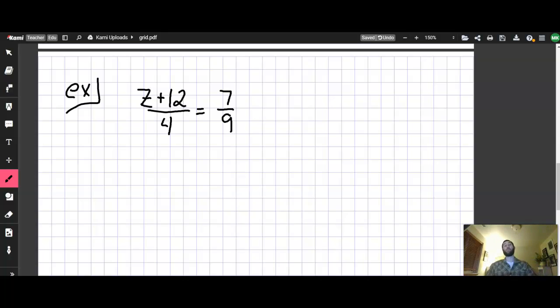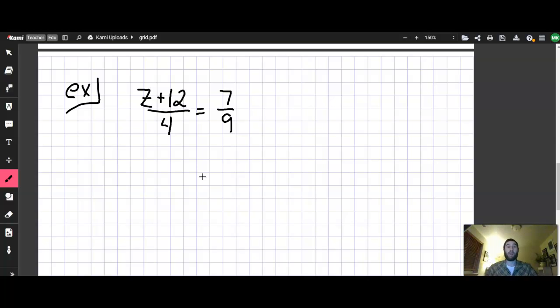Ladies and gentlemen, our goal is to solve for z. The first thing I need to point out is that 4 and 12 cannot be reduced here. We cannot simplify the 4 and the 12, and the reason why, even though there's division, is because the 12 is being added by z first. The 12 is being added by z first before we divide by 4.